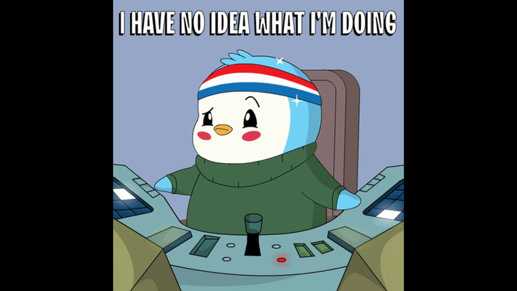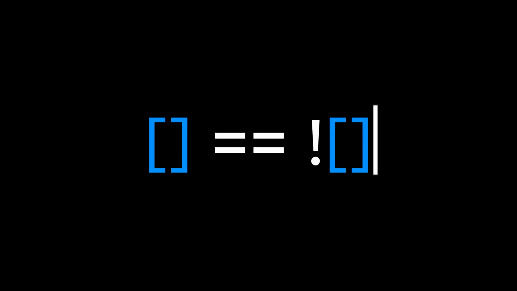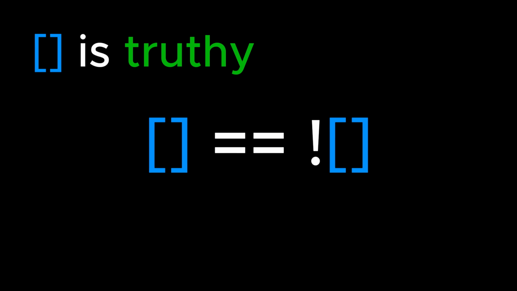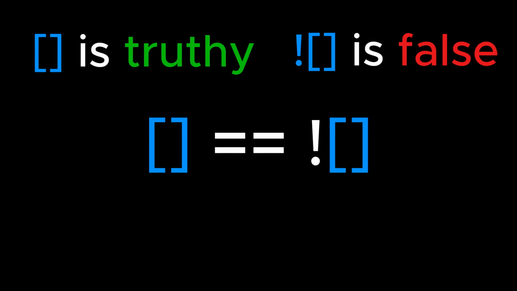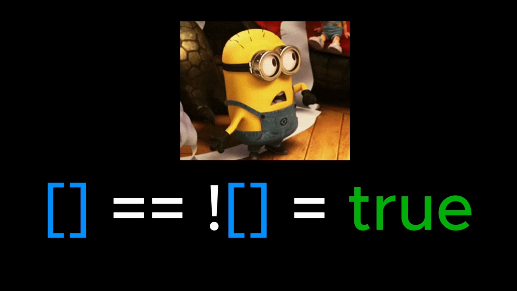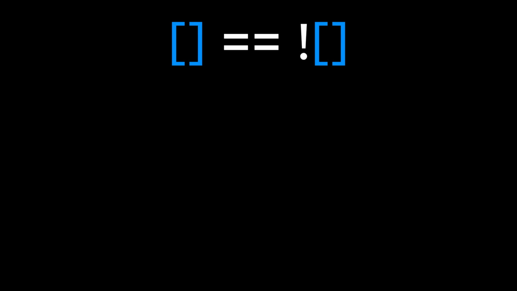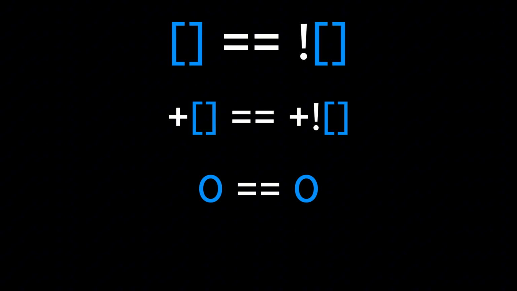Let's end with a really confusing one. In JavaScript, an empty array is considered truthy. This means that negation of empty array is false. So what is the result of this? Since empty array is like true, and negation of empty array is false, this should be false, right? It's true. How? The abstract equality operator converts both sides to numbers to compare them, and both sides become the number 0 for different reasons.